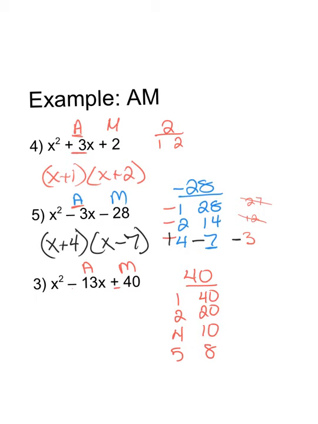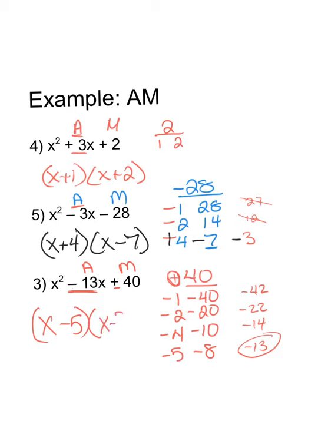Since the add part is negative and the multiply is positive, that means I want all of my signs here to be negative. When I multiply two negative numbers together, I get a positive. And when I add two negatives together, I get a bigger negative. So here, this is negative 42. This is negative 22. This is negative 14. This is negative 13. That's what I'm looking for. So x minus 5 and x minus 8.